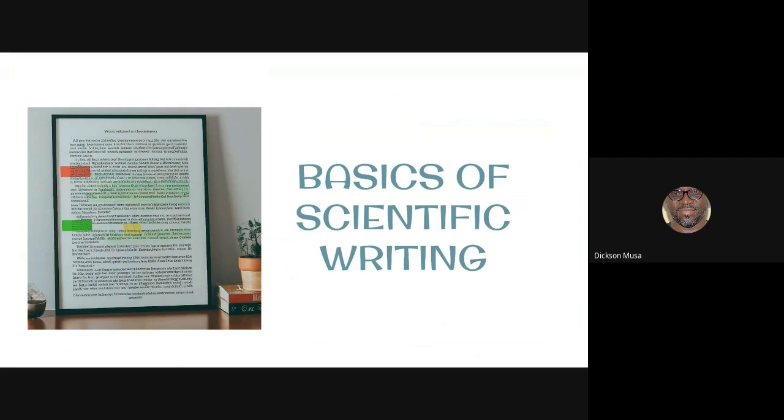So we then go to the basics of scientific writing. For us to be able to use AI correctly, we must understand what we want to do. Because if you do not understand how academic writing is done, then you will be wasting your time or you'll be doing unethical things by using AI tools.